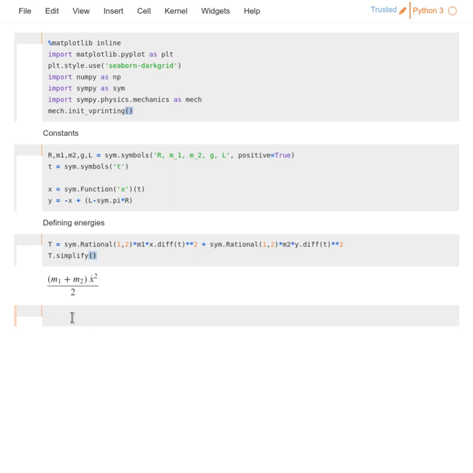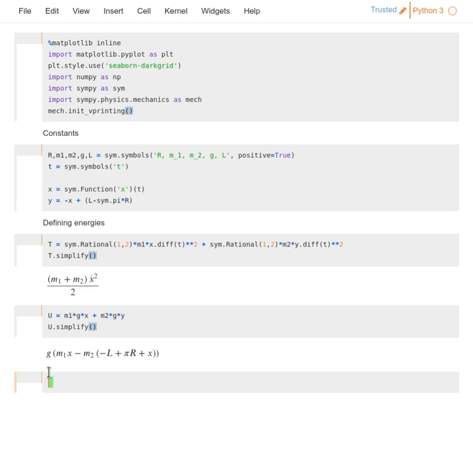For the potential energy, of course, we just have our h's, or mgh's. So for the first, we'll have an m1 times g times its height, which is just x, plus an m2 times g times its height, which is y. And if we print those out as well, we got those terms. Again, just in terms of our x's.